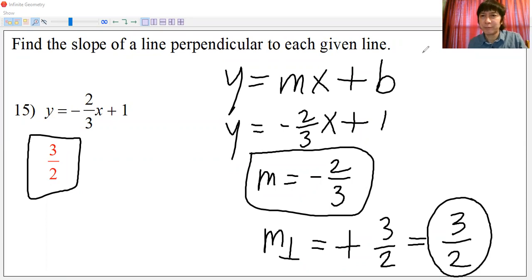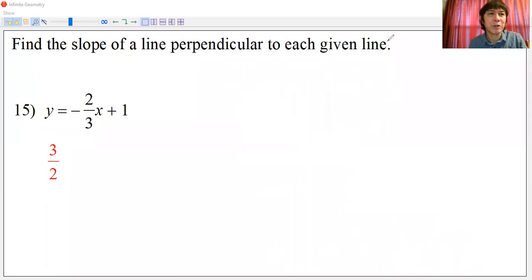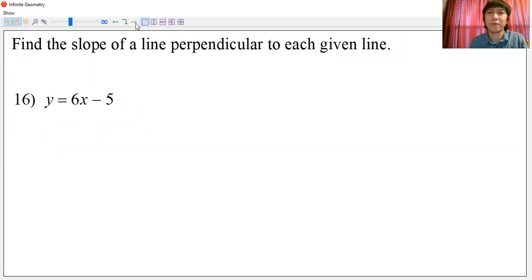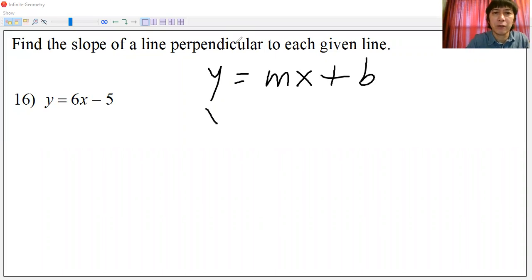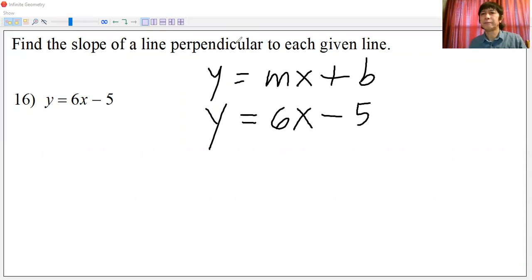For our last number, it is now number 16. Here's number 16, and it's still in the slope-intercept form. So let's write our formula again. This is still the slope-intercept form, and it looks like the one in the given. If you're about to get the slope here, it's always the number beside the x. So the number beside the x is 6.